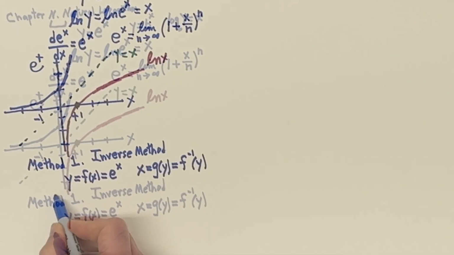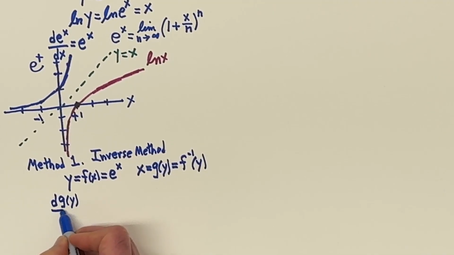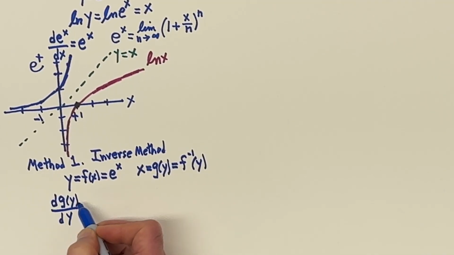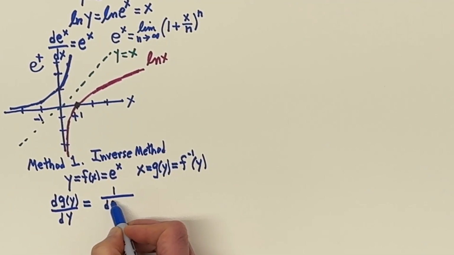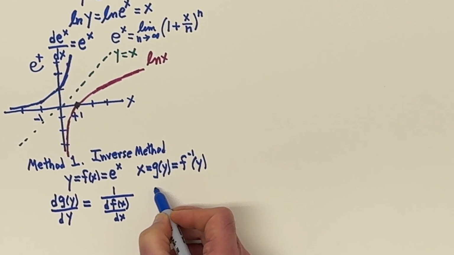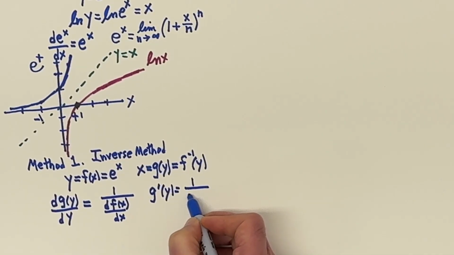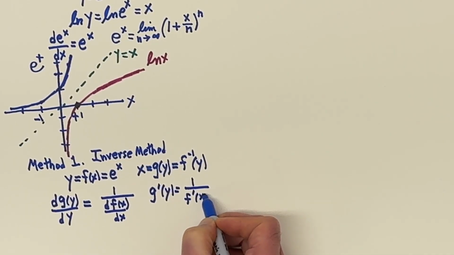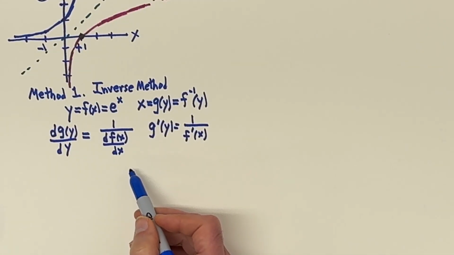Then we had our rule that the derivative of the inverse function with respect to its argument is equal to 1 over the derivative of the function f of x with respect to its argument. And you could write that in an abbreviated form, like, say, g prime of y is 1 over f prime of x, like that. So that's what we're going to do here.